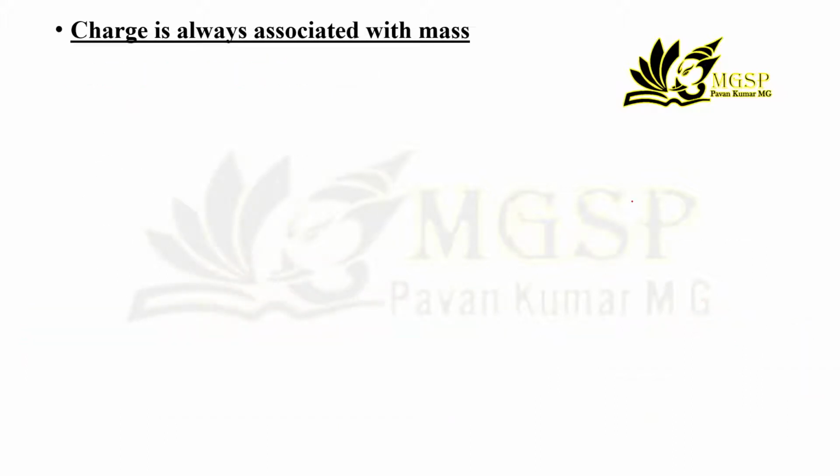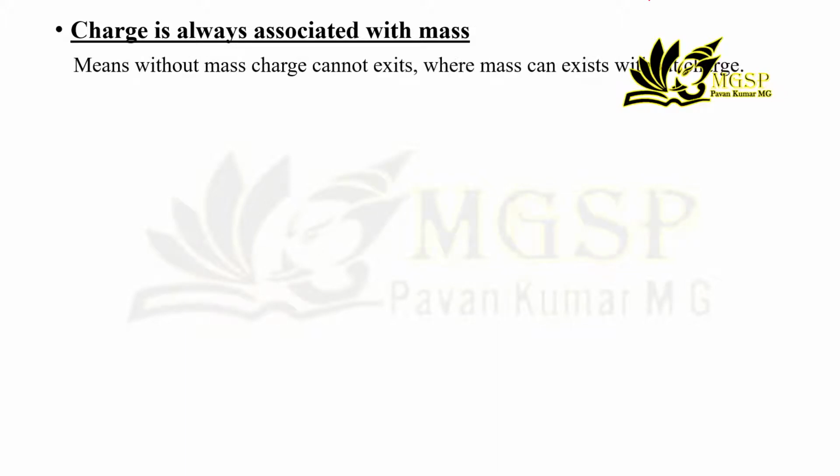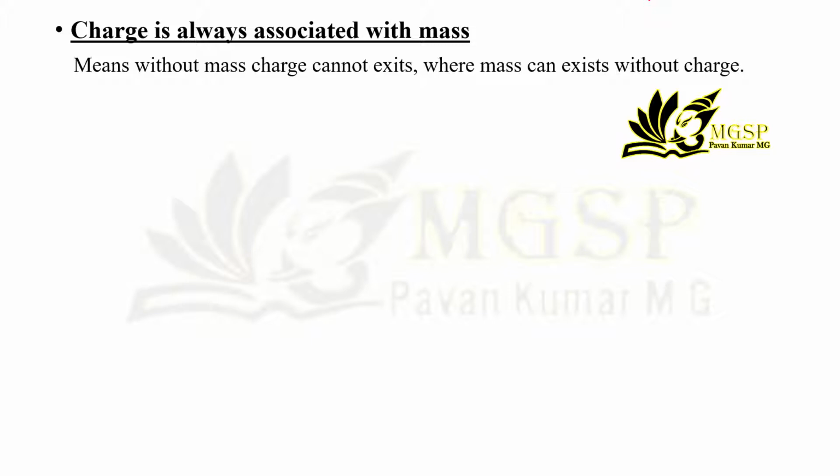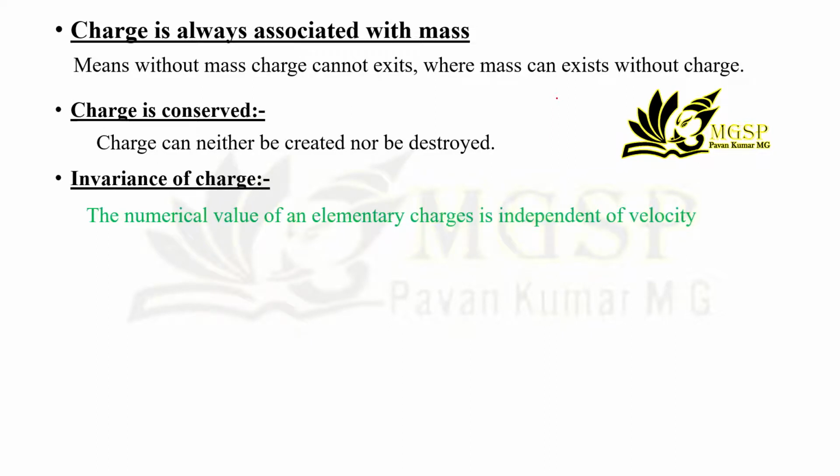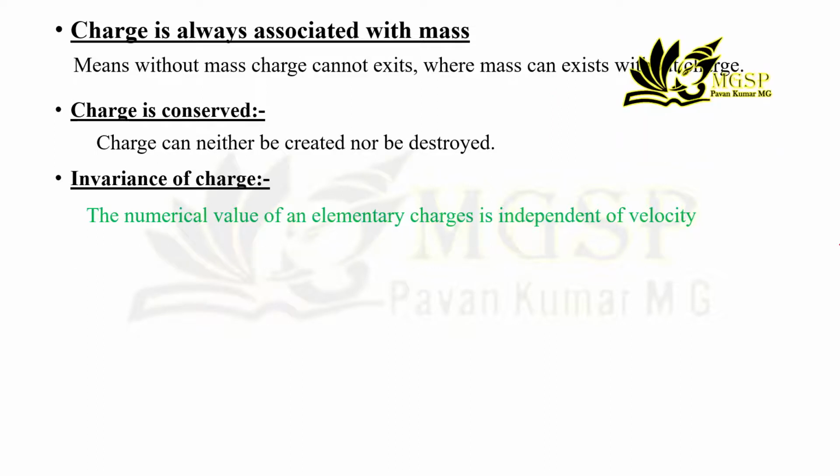Charge is always associated with mass, meaning without mass charge cannot exist, whereas mass can exist without charge. Charge is conserved. Charge can neither be created nor destroyed. Invariance of charge: the numerical value of an elementary charge is independent of velocity. Though a charge is moving with a certain velocity, its numerical value is not affected.